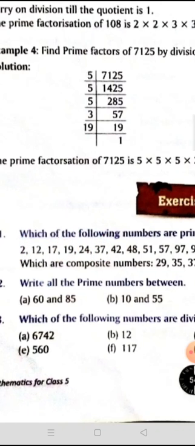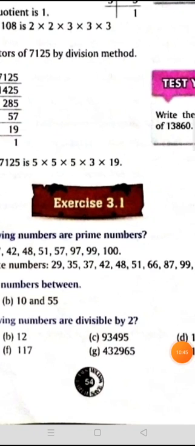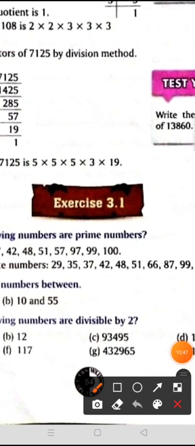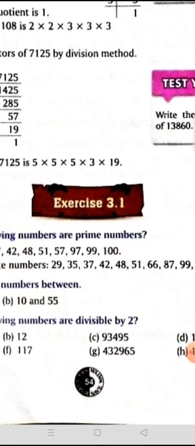Have you understood? Okay. Here, which are composite numbers? It means those which come in some table. 35 is coming in the table of 5, 5 7s are 35. So it's a composite number. This is also composite, this is also composite, this is also composite. So you have to do the remaining part.